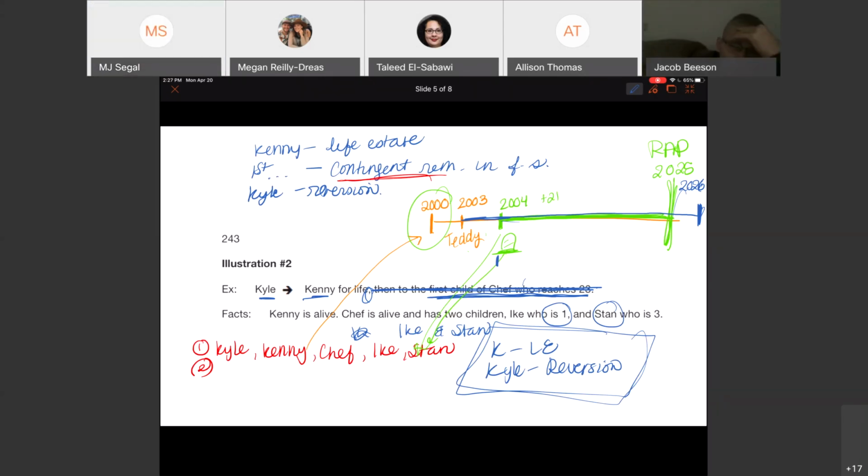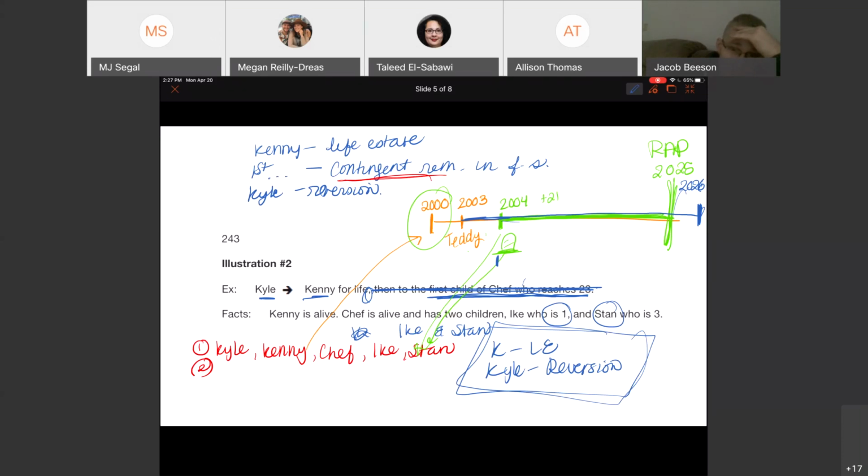Okay. I've got one more question. What do we do about Ike and Stan here? So they don't get anything. It says Kyle, then Kenny in life estate, then to the first child of Chef who reaches 23. So that's a contingent remainder in fee simple. And then the facts tell me that Kenny is alive, Chef is alive, and Chef has 2 children, Ike, who is 1, and Stan, who is 3.